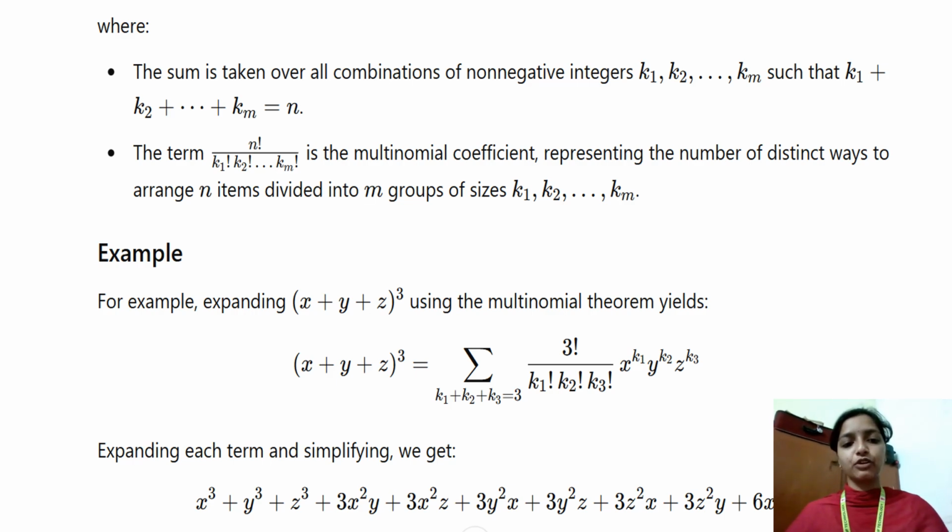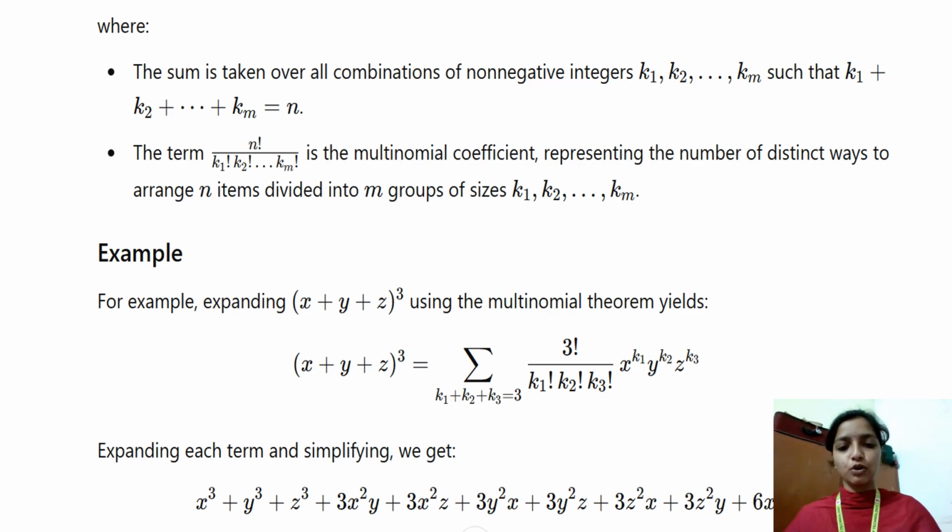The term n factorial by k1 factorial, k2 factorial and so on km factorial is the multinomial coefficient, representing the number of distinct ways of arranging n items divided into m groups of sizes k1, k2 and so on km. An example of this multinomial theorem is expanding (x + y + z) whole cube.